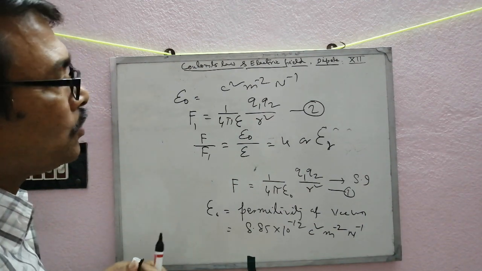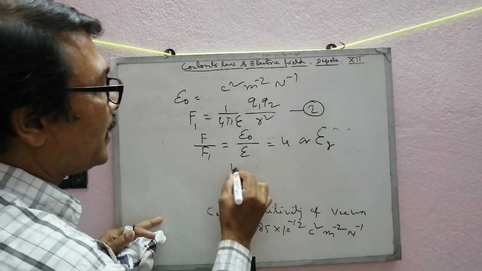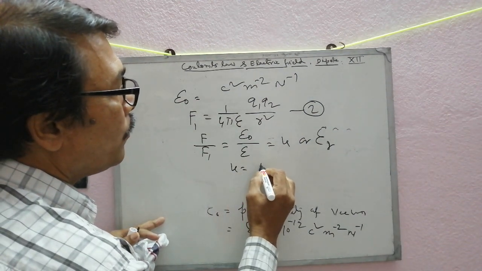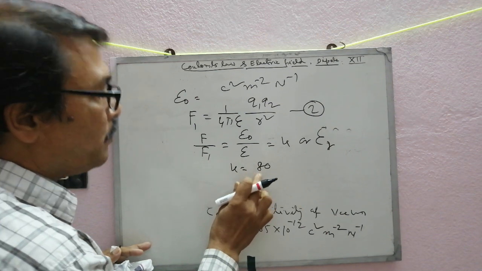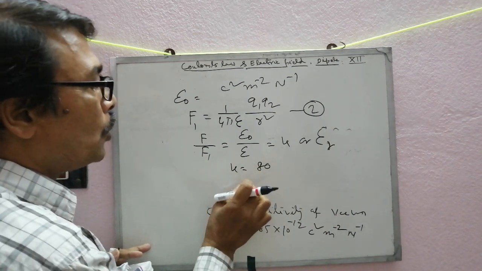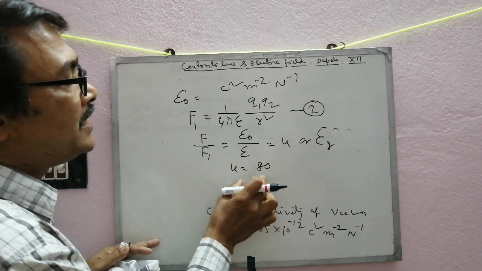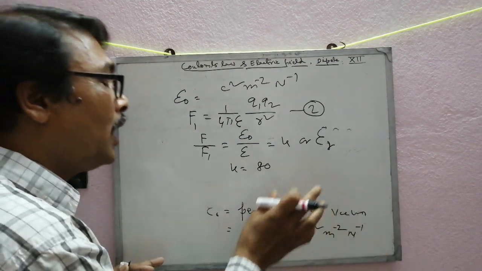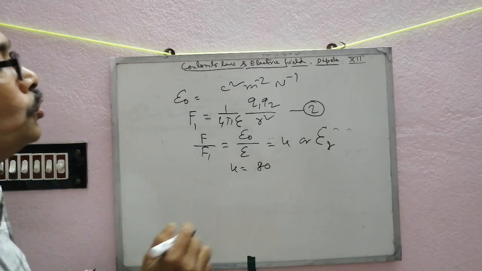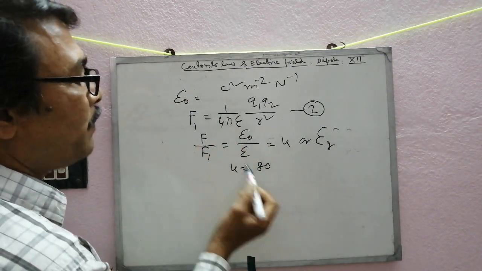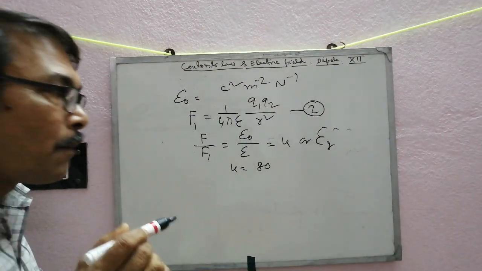As an example, the dielectric constant of water K equals 80. Dielectric constant has no unit. It means the force between two point charges separated at a certain distance is 80 times greater in vacuum than in water. So in Coulomb's law, the force depends on the medium where the two charges are placed.